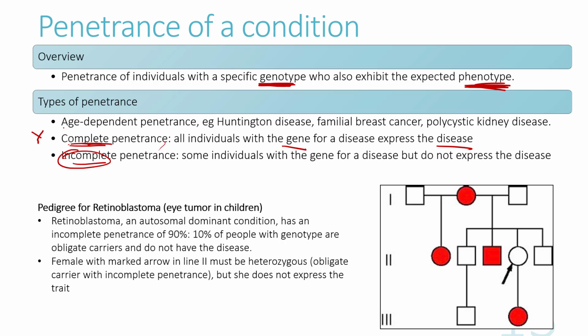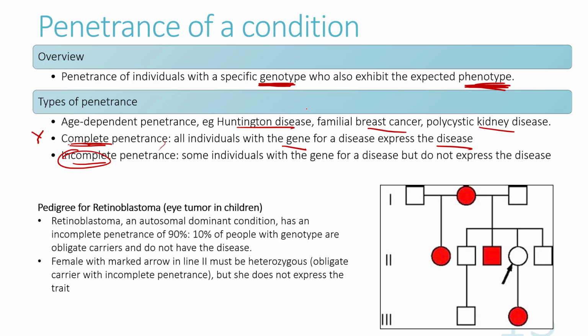Some conditions exhibit age-dependent penetrance. So for example, Huntington disease is an autosomal dominant disease, but people are not born with Huntington disease. Huntington disease usually strikes when a person is in their 30s or 40s, and so they can develop quite normally as a child and as a young adult, and then they get signs and symptoms of the disease when they're in their 30s or 40s, right? Breast cancer is another instance of age-dependent penetrance, and so is polycystic kidney disease.